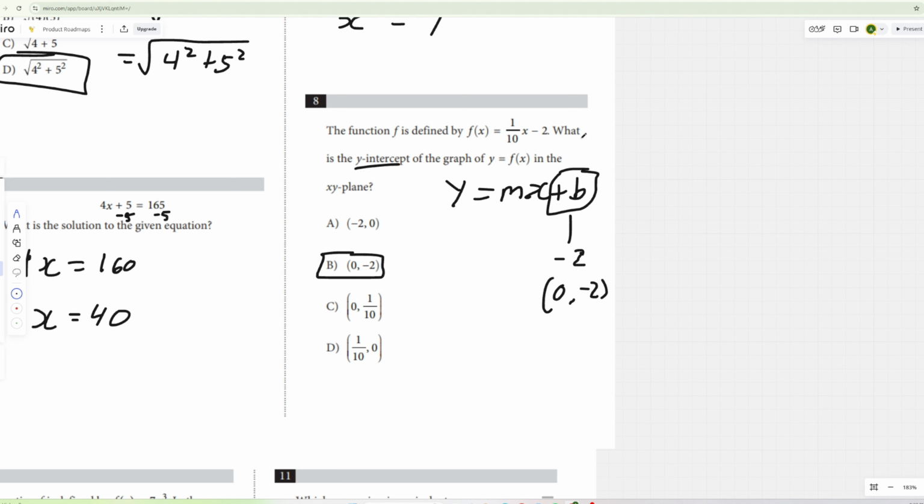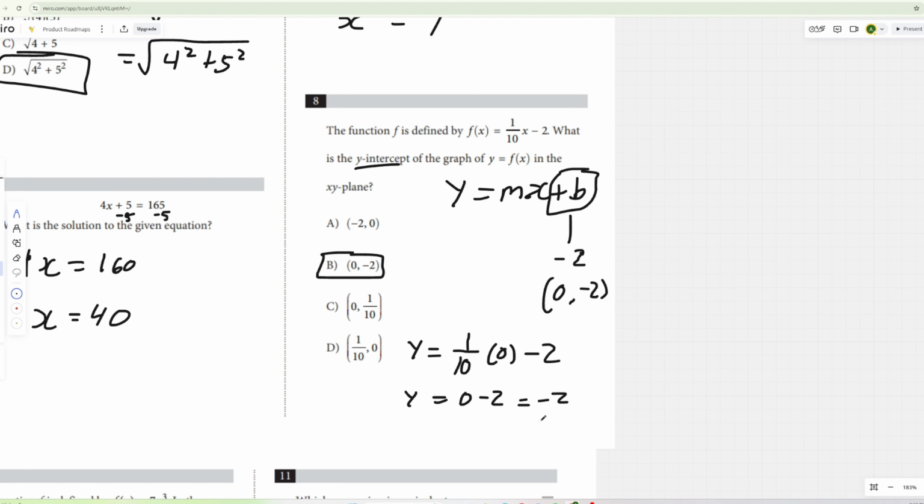the y-intercept is a point where the function or the graph touches the y-axis. And when it touches the y-axis, that means x is 0. So we can just put 0 for x right here. So 1/10 times 0, y equals 0 minus 2, right? Anything multiplied by 0 is 0, so 0 minus 2, which equals -2.